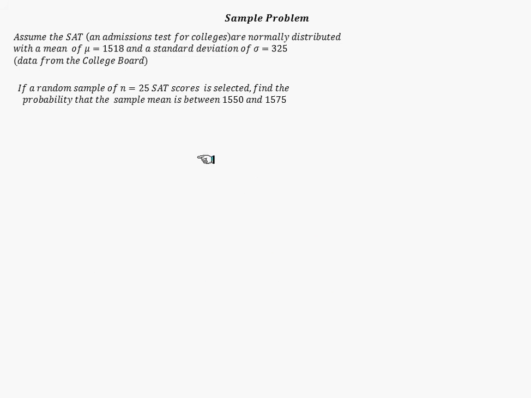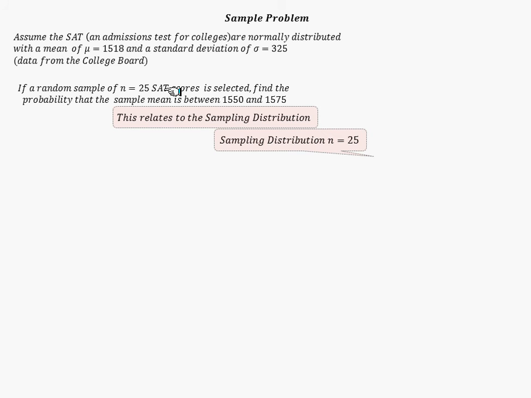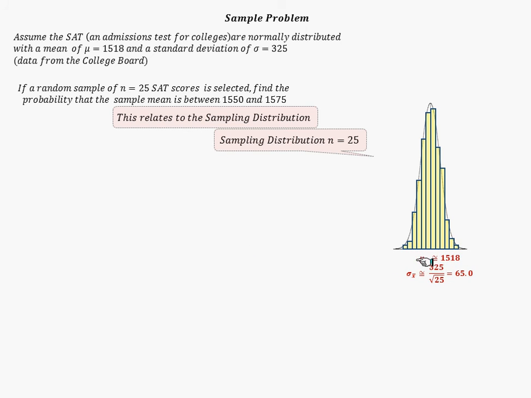We're going to look at a random sample of 25 SAT scores. And here's where we apply the central limit theorem. We're saying the mean of the x bar should be around 1518, but sigma sub x bar will be sigma over square root 25, which turns out to be 65. Now we're going to look at the same intervals, but we're going to divide by 65, which is your sigma sub x bar now, since we're talking about x bars.